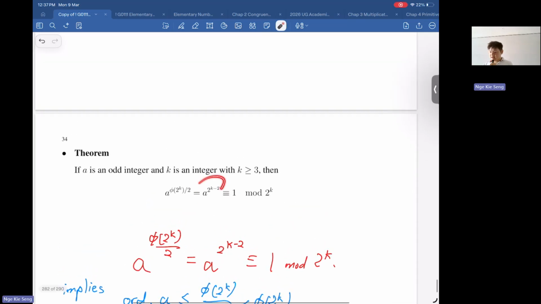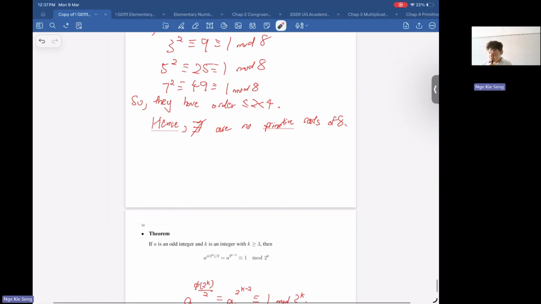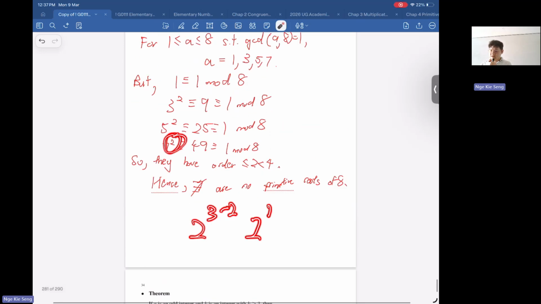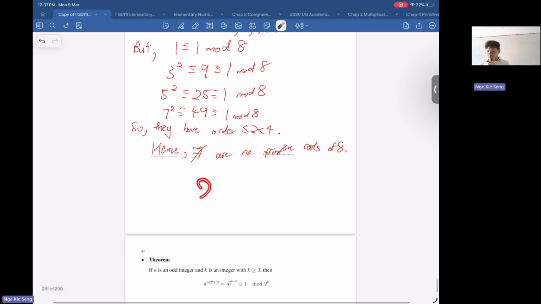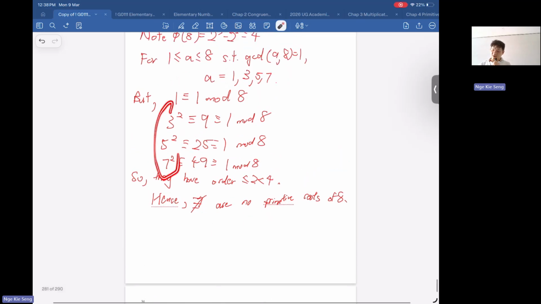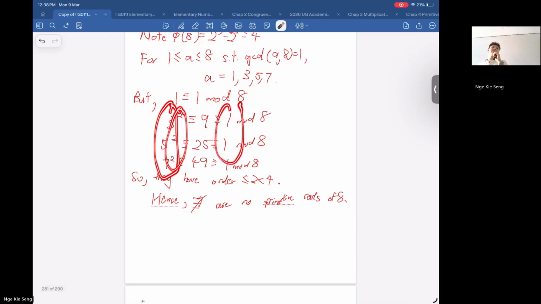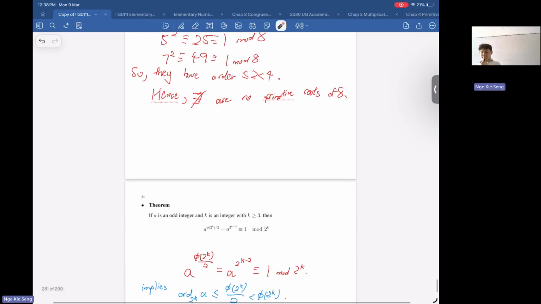Actually, you can see this result here, right? Here was 2^3 minus 2, which is 2^1. So that's why you see all these odd integers, when raised to 2, it is 1. So when you raise all these odd integers to 2, you get 1. Any question so far?